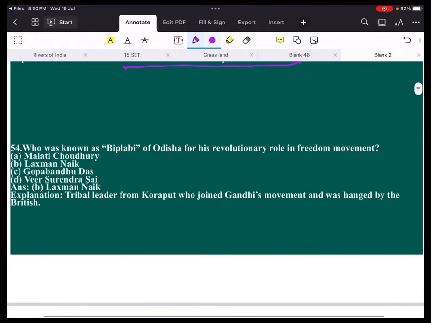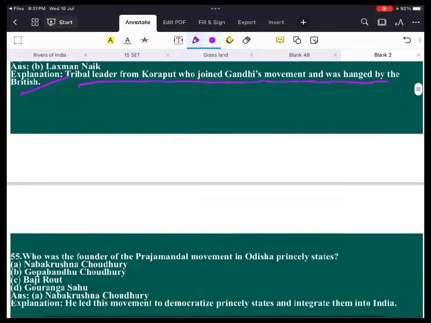Who was known as Biplavi of Odisha for his revolutionary role in the freedom movement? That is Lakshman Naik, Shahid Lakshman Naik. Option B is the correct answer. A tribal leader from Koraput who joined Gandhi's movement and was hanged by the British.